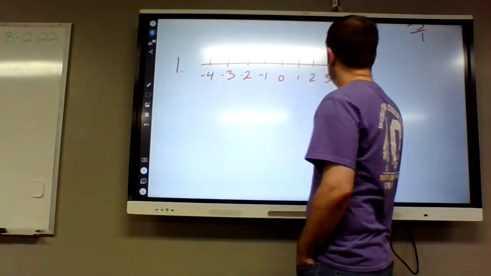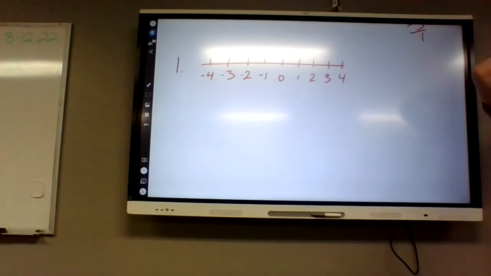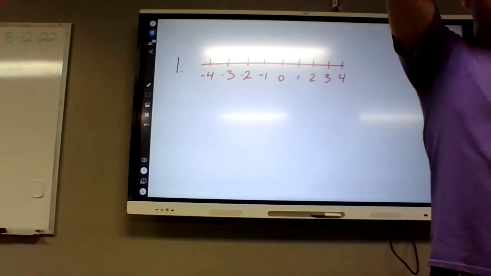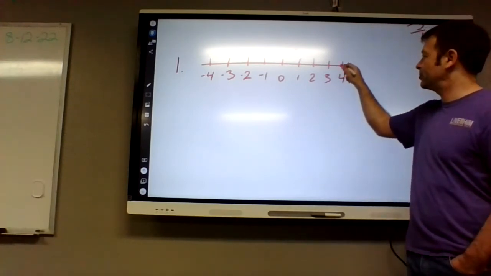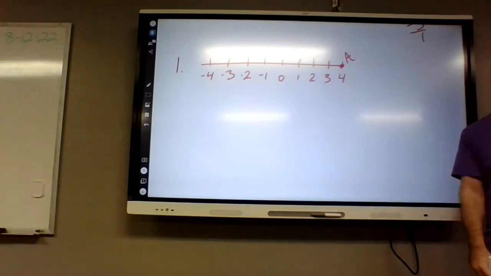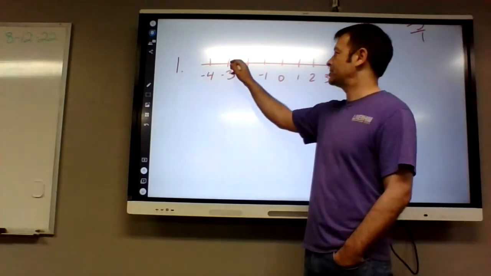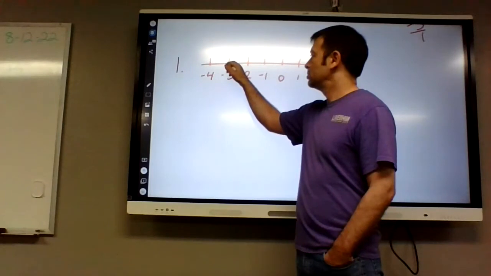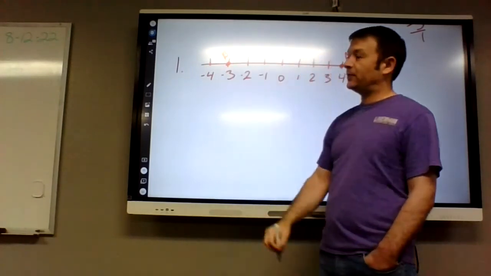Page 10, number 1. It says A is 4. How do I graph that? We already talked about this. Put a dot at 4. If they give you a letter, you can just put the letter floating up by the dot. And it says B is -3. Number 1 is not a trick question. So I'm going to put a dot at -3, put a little B floating up there.